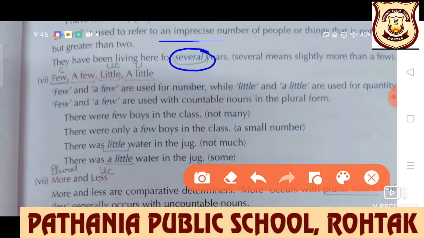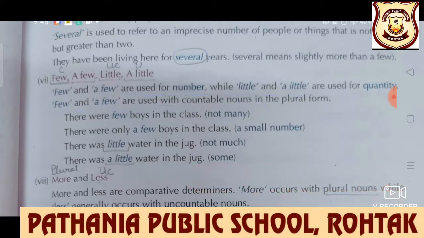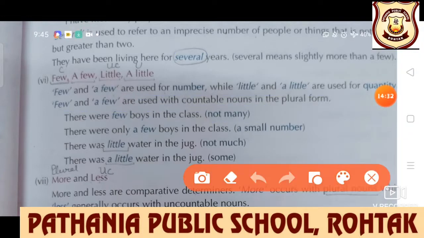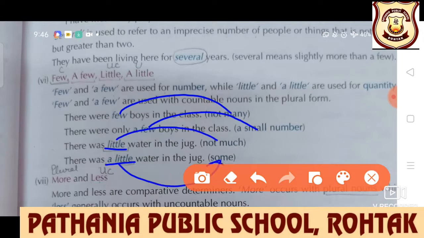Next, few, a few. Few and a few are used for number. Few and a few are used with countable nouns in the plural. There were few boys means not many. Take care of the difference between few and a few. Few means not many. A few means a small number was at least there. Little and a little are used before uncountable nouns, and little means not much, but a little means at least some quantity was there.